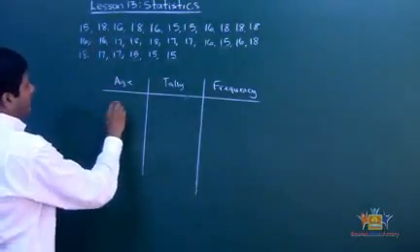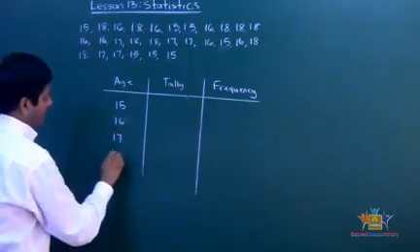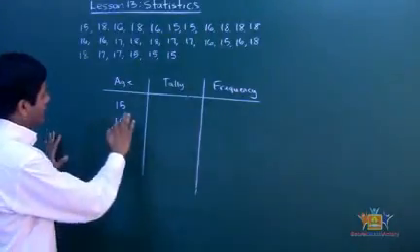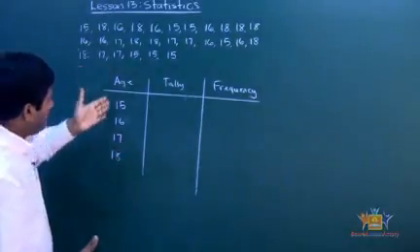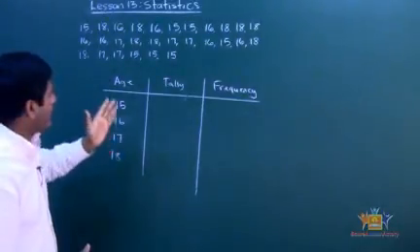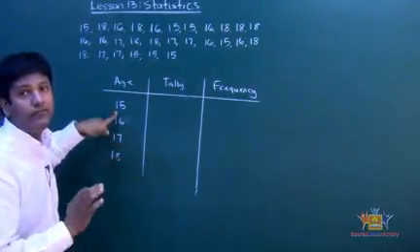Okay, let's write that down. 15, 16, 17, and 18. Okay, so we got 15, 16, 17, and 18, all right, under the column where age is. Okay, now let's do the tally. So let's start with the 15. Let's find out how many 15.